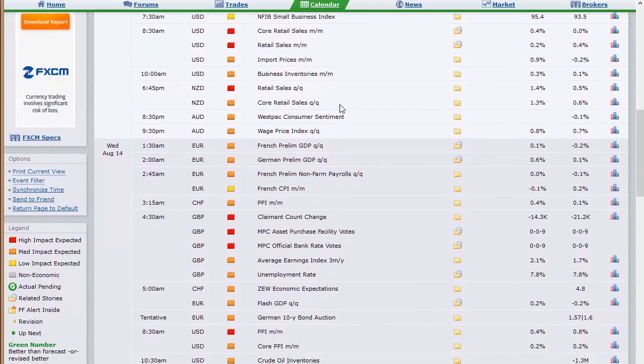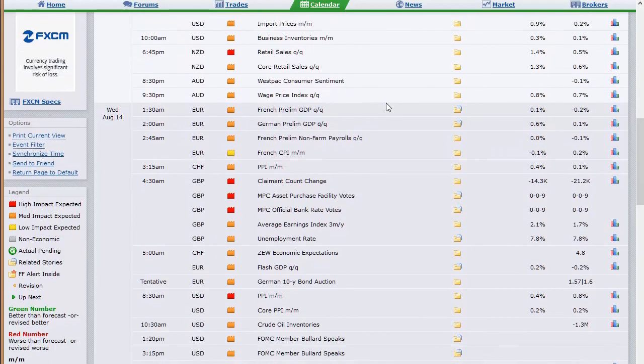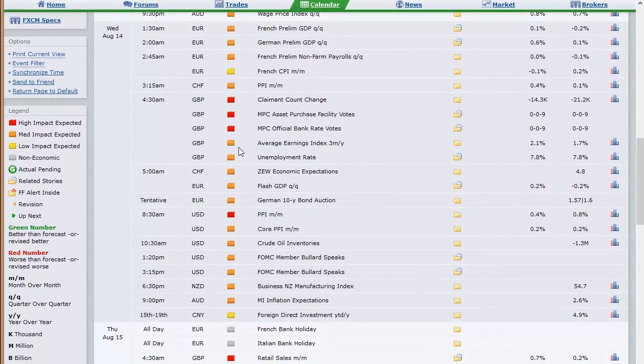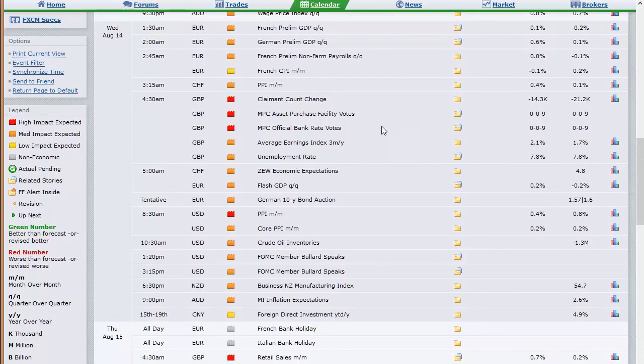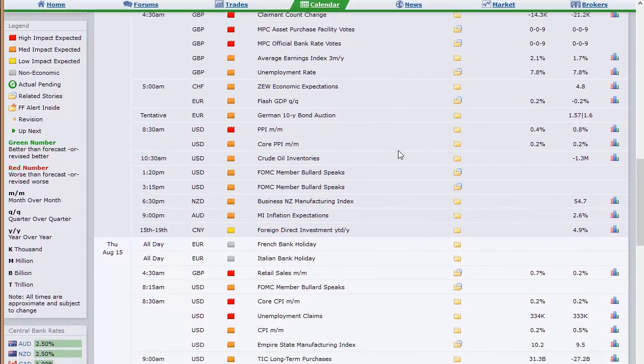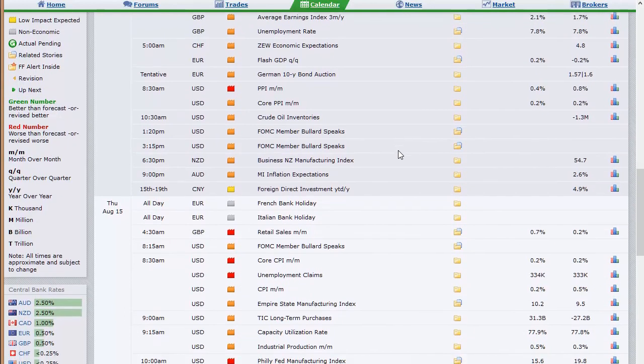Retail sales out of New Zealand that night. Wage price index out of Australia that night. That leads to the various GDP numbers out of some of the European countries going into Wednesday. French CPI, Switzerland's PPI, and then we've got unemployment rate out of the UK at 4:30 a.m. Eastern Time on Wednesday. That can be a big number. GDP flash number from out of the broad European sector.